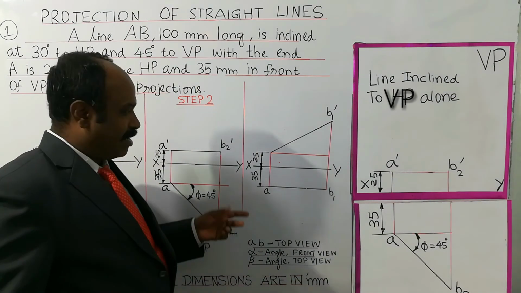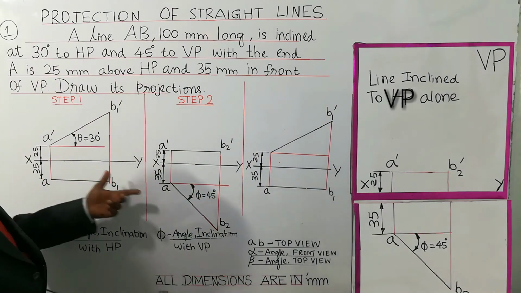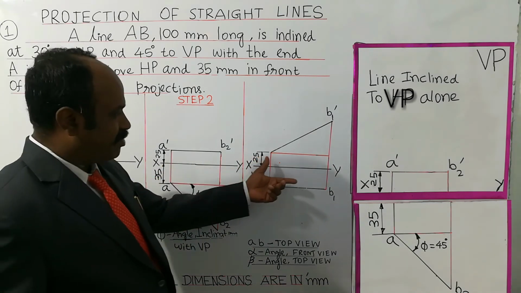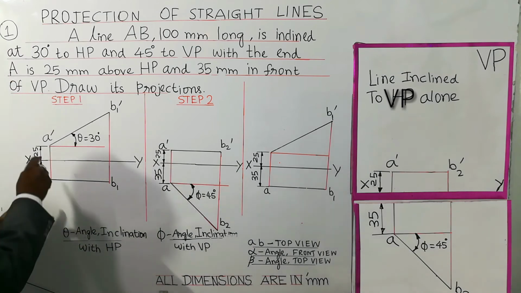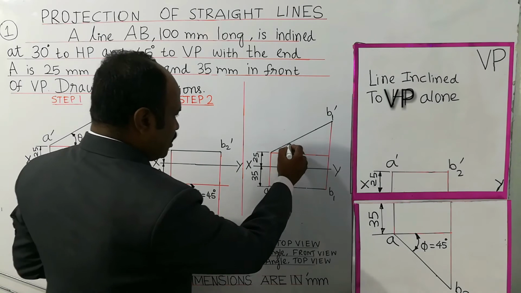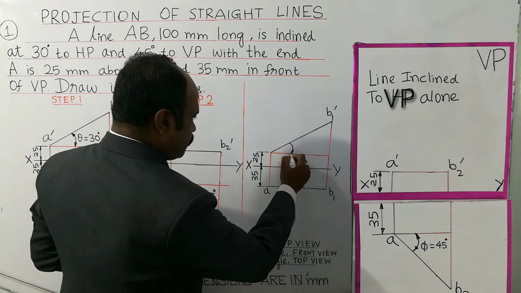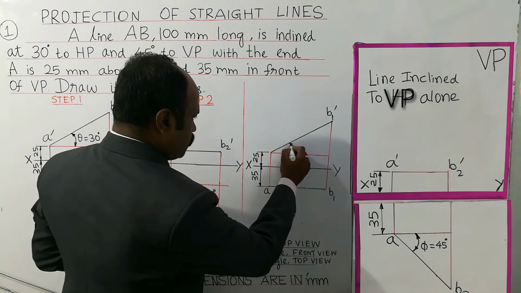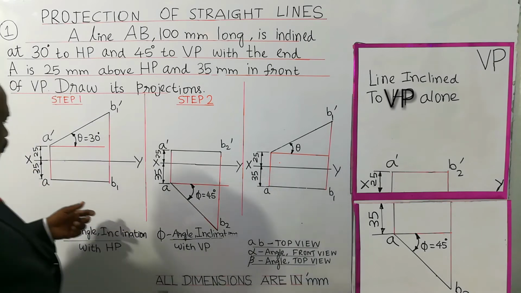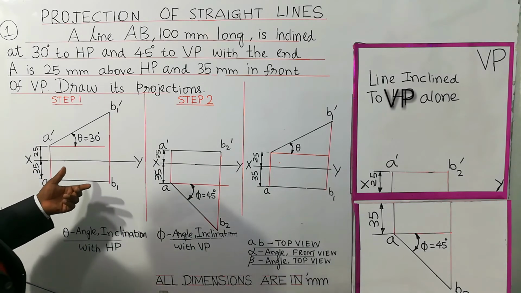Next, in the final step, I have to combine step 1 and step 2. So step 1 is again redrawn like this. It appears the same: 25 mm above HP, 35 mm in front of VP, and this angle theta is marked as theta equal to 30 degrees. That is theta, and the top view is as if the line is inclined to HP alone.